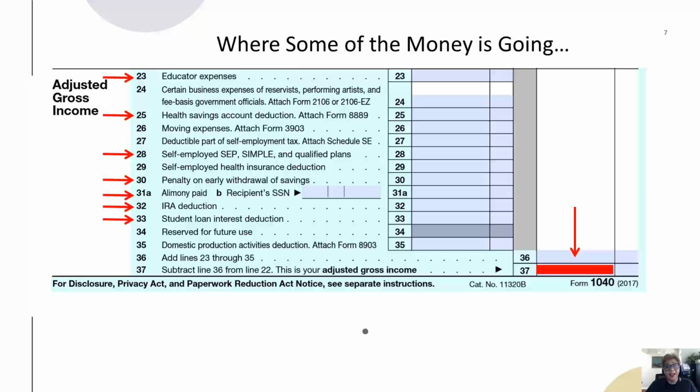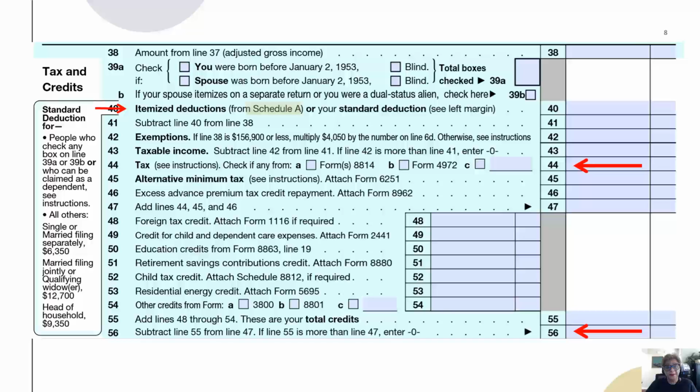And here again, this takes us to the bottom line, which is your adjusted gross income. And this is what so much of your tax is based on. So remember, I mentioned earlier that there was a Schedule A, used for either the standard deduction or for your itemized deductions. So if you wanted to use itemized deductions, that would be coming here on line 40 is where that would go. And then your total tax would be calculated.